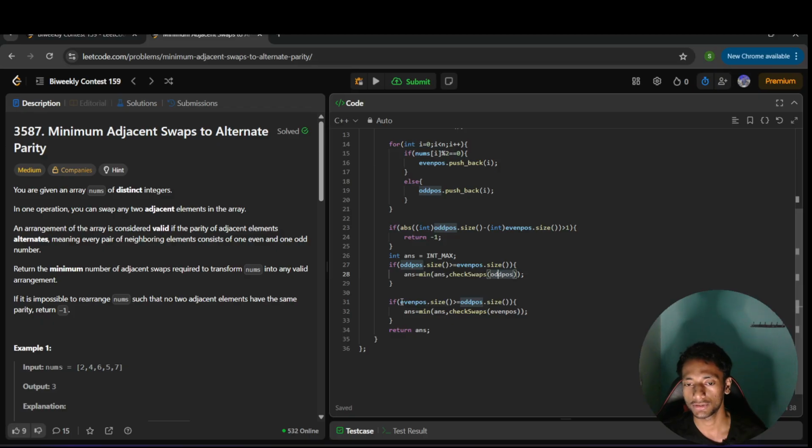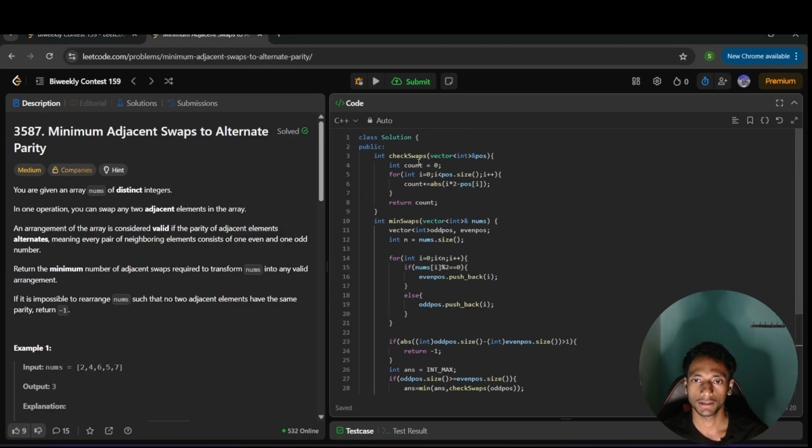In a similar way, I will check whether I can start with even numbers. So I will check that if the count of even numbers is greater than or equal to the odd numbers, I'm calling the same function. I'm passing the even vector, and ultimately I return whichever answer is the minimum.